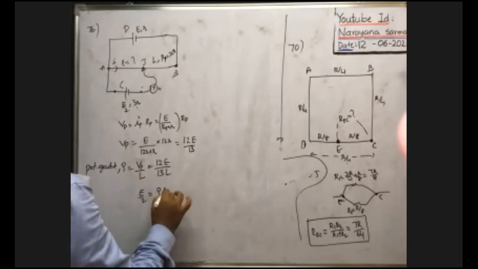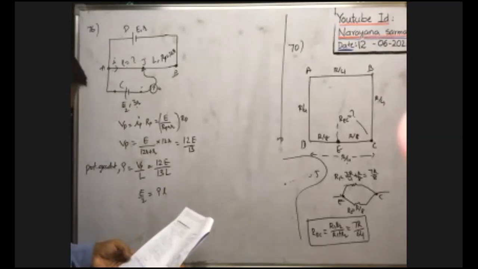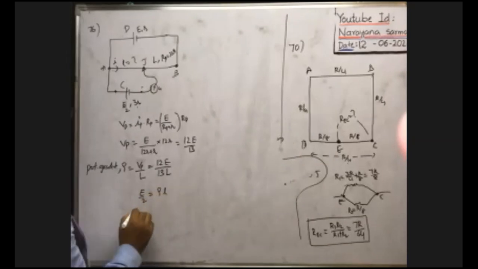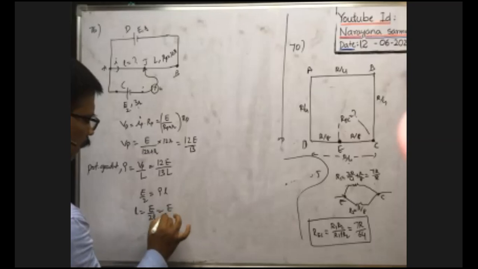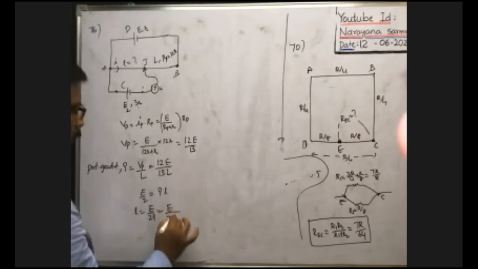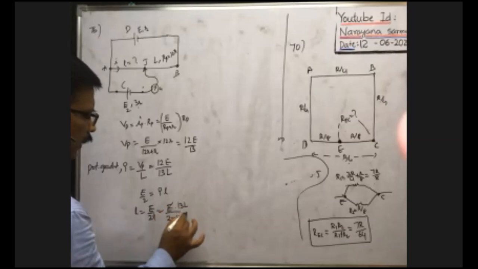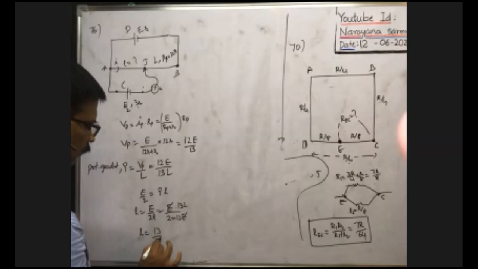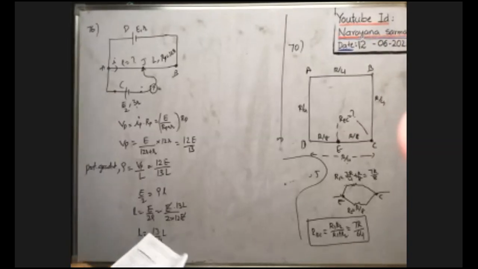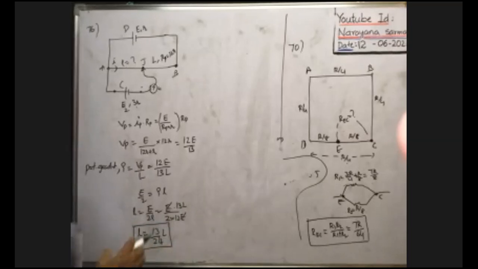Here they asked what the balancing length l is. So l is equal to E by 2 rho. That is equal to E by 2 into 12E by 13L. E cancels. Therefore l is equal to 13 by 24 into capital L. Yeah, that is the answer. So this is the balancing length.